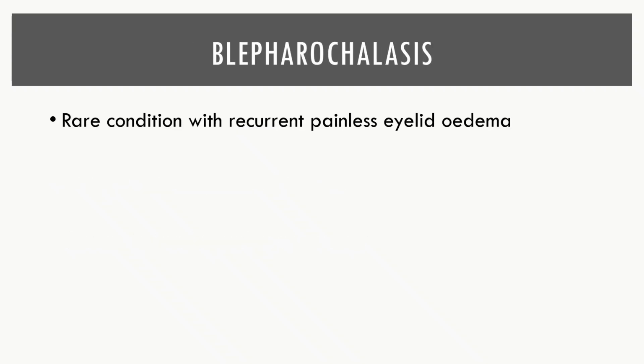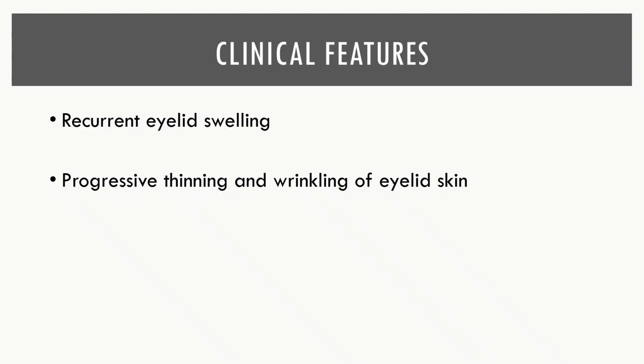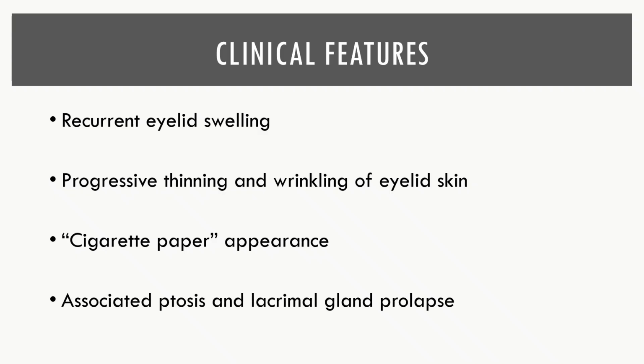Blepharochalasis. It is a rare condition with recurrent painless eyelid edema. It typically begins around puberty. Repeated episodes lead to permanent eyelid structural changes. The clinical features are recurrent eyelid swelling leading to progressive thinning and wrinkling of eyelid skin. Cigarette paper appearance is a characteristic finding. It may be associated with ptosis and lacrimal gland prolapse.